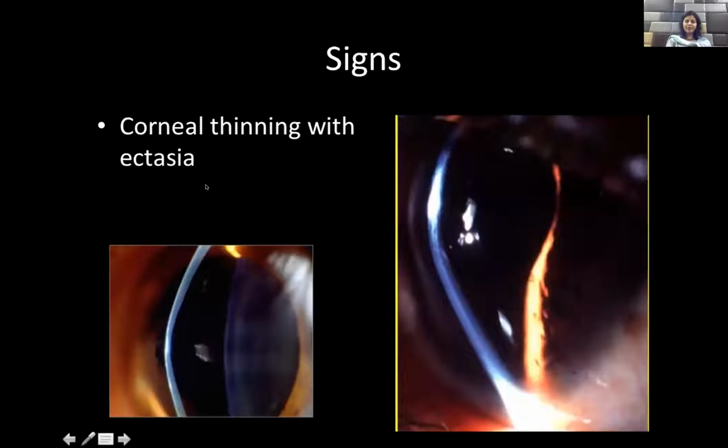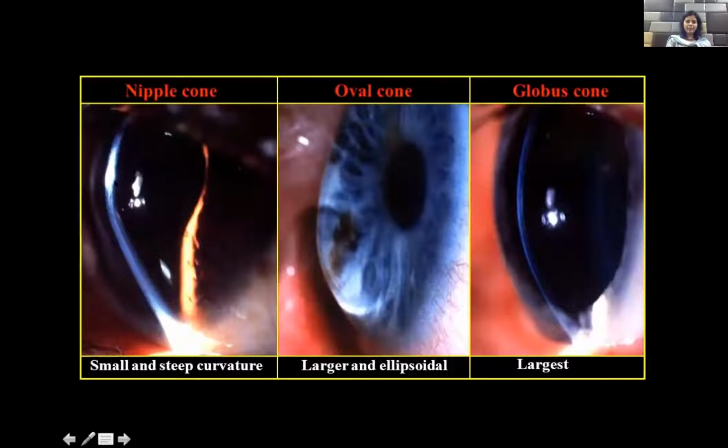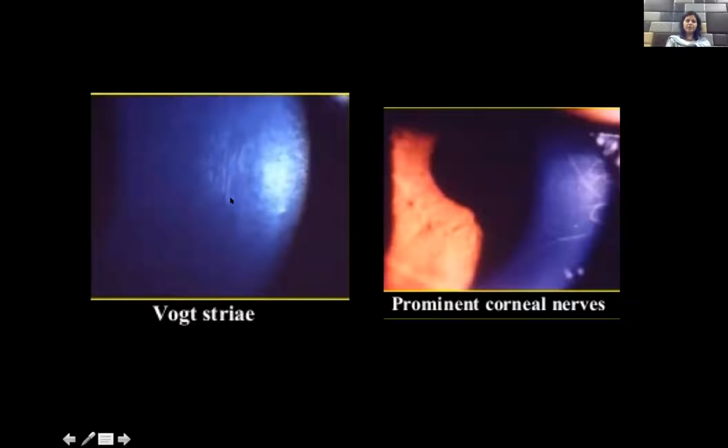When you see the patient on slit lamp and make a slit beam, you will see that there is thinning here, and here the cornea is of normal thickness. And then there is also protrusion of this cornea. You may be able to make out that it is a nipple shaped cone that is small and steep in curvature, or a larger ellipsoidal cone known as an oval cone, or a very large cone, that is the globus cone. You could also see Vogt striae, which are basically vertical striae seen on the cornea, and on pressure on the globe they disappear, and when you release the pressure they reappear.